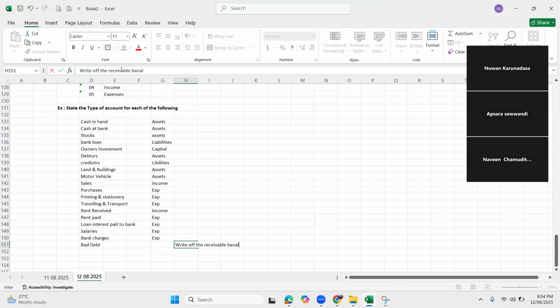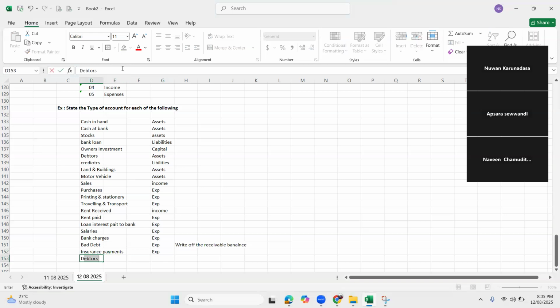Write off the receivable balance. Just think, Apsara, you have given 500 to your friend. She's not repaying that to you. You're not happy. Finally, you give up that receivable balance. You just write off from your books. That is called the bad debt. It is an expense. Then insurance payment. What is it? Expense.